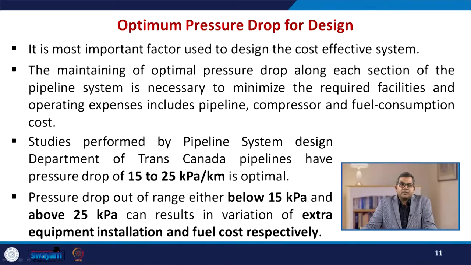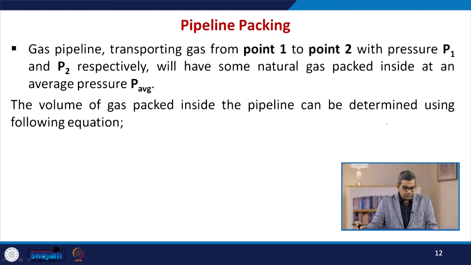People have performed a lot of studies on pipeline system design. The Department of Trans-Canada Pipeline measured the pressure drop, and they found 15 to 20 kilopascal per kilometer to be optimum. Pressure drop out of range, either below 15 kilopascal or above 25 kilopascal, can result in extra equipment installation and fuel cost respectively. So, the economics would be on the different side.